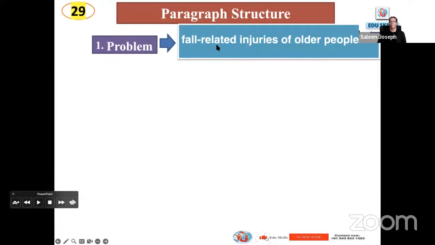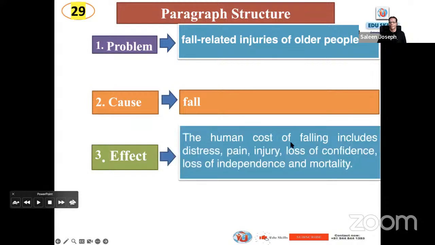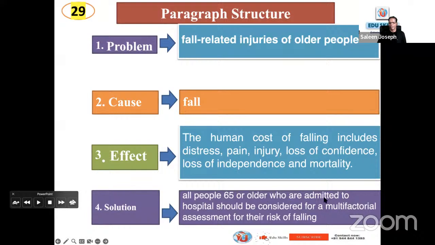Here you see the problem: fall-related injuries of older people. Cause: falls. Effect: the human cost of falling includes distress, pain, injury, loss of confidence, loss of independence, and mortality. Those are the 6 effects. Then the solution: all people 65 or older who are admitted to hospital should be considered for a multifactorial assessment for their risk. Risk of what? Sorry, their risk of falling. So this is a beautiful structure.